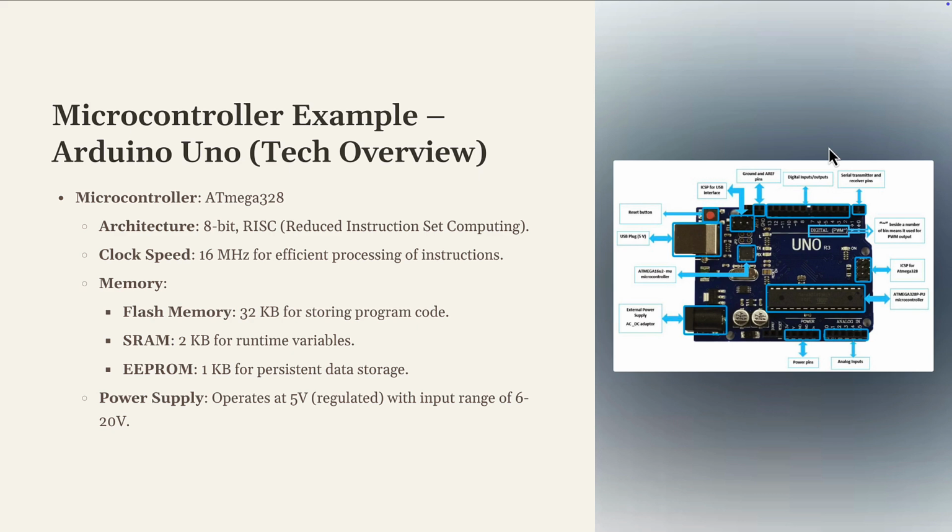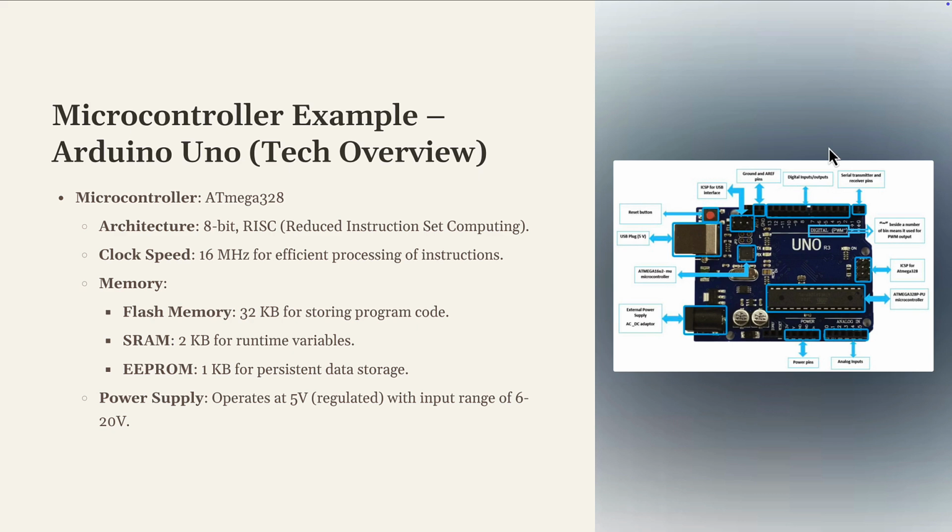So this is basically the main components of an Arduino Uno board. And you can see the very low specification of the board. The architecture is only 8-bit RISC architecture for the processor. Clock speed only 16 megahertz for efficient processing of instructions. Of course, only for processing a small amount of data coming from the sensors.